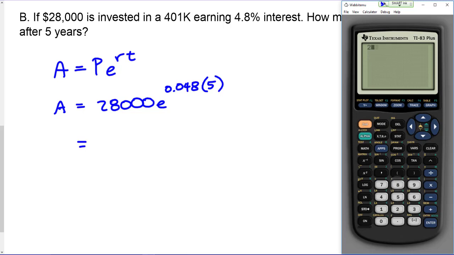So 28,000 e raised to the 0.048 times 5. It's going to be 35,594.98. And that's the amount in the account after 5 years pass.